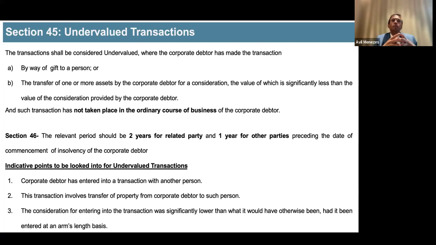So different balance sheets will tell you a different story, and under every transaction, you'll have to ask those follow-up questions. And then only you might get to an understanding whether this would fall within a preferential, undervalued, extortionate credit or a fraudulent transaction. So even for an undervalued transaction, the relevant period is 2 years for related parties and 1 year for other parties.